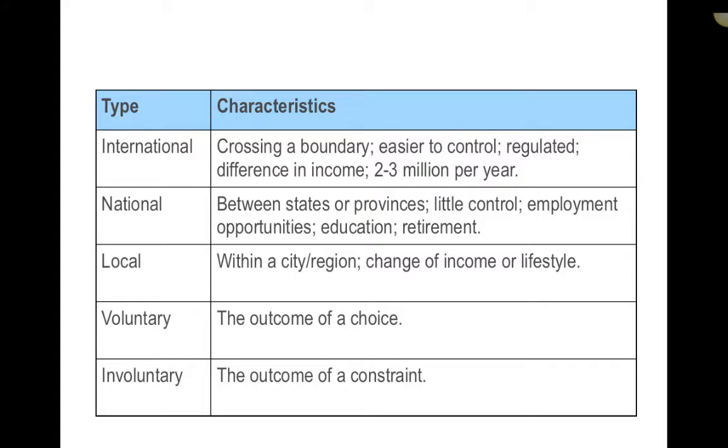Countries have limitations. They will limit who they allow in the country, or they have specific parameters. We're usually looking at 2 to 3 million people per year. National, it's between states. Okay, so very little control. It's typically because of employment opportunities and education. You're going to college, and retirement.